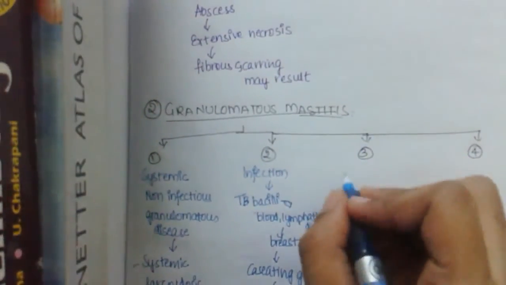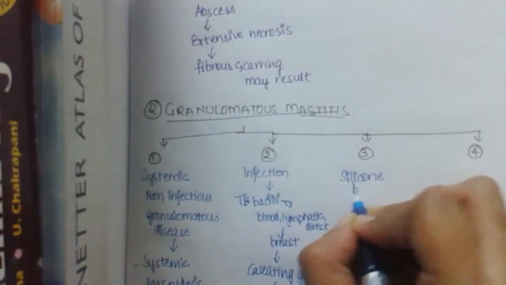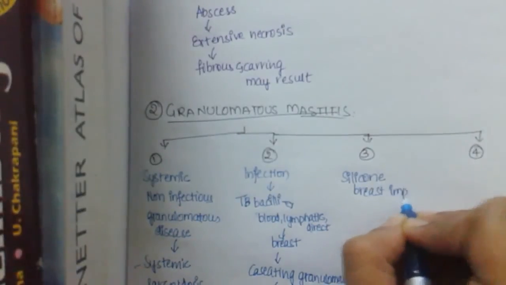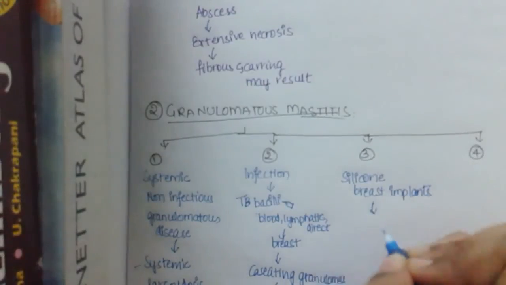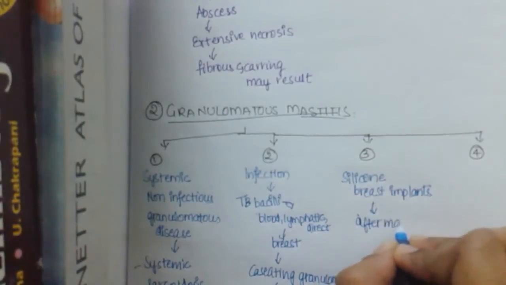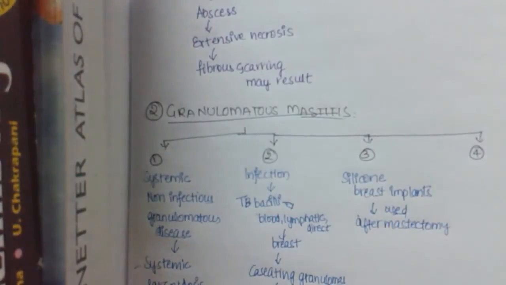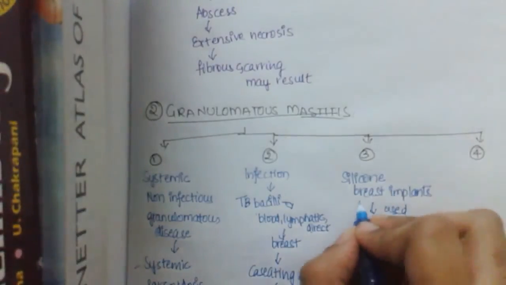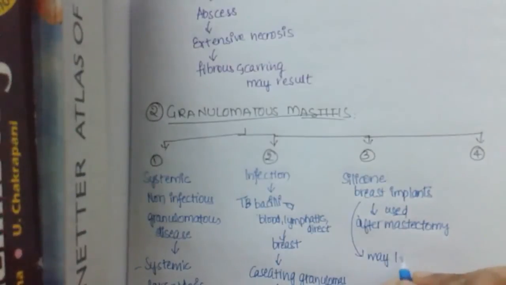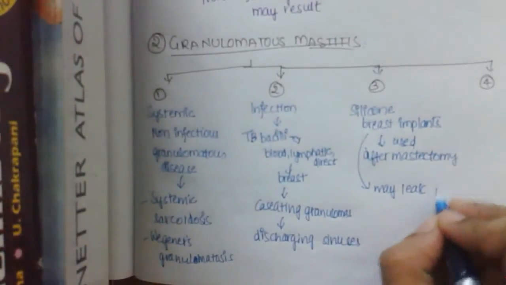The third one here is silicone breast implants. These silicone breast implants are mainly implanted after mastectomy. Those who have undergone mastectomy due to breast cancer use these silicone breast implants for cosmetic reasons. These implants may leak because they contain silica, either onto the surface of the breast or into breast tissue.